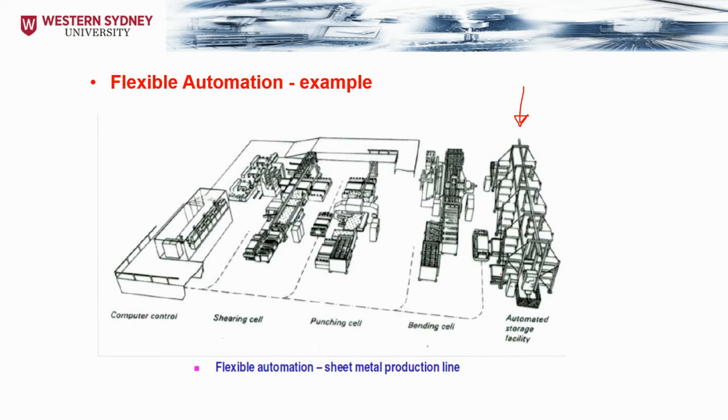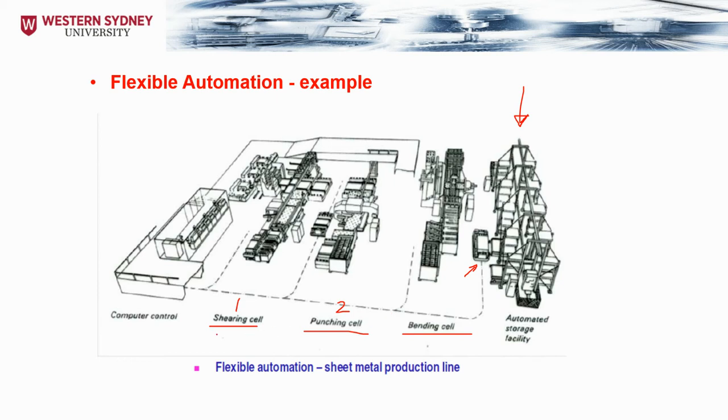So in this automated system, we're going to have a retrieval system. It takes the sheet and puts it on the AGV car here. The AGV car is going to take the parts between the different manufacturing processes: the shearing cell, the punching cell, or the bending cell. So for example, product A is going to go to the shearing cell first, the punching cell second, and then go back to the storage system.